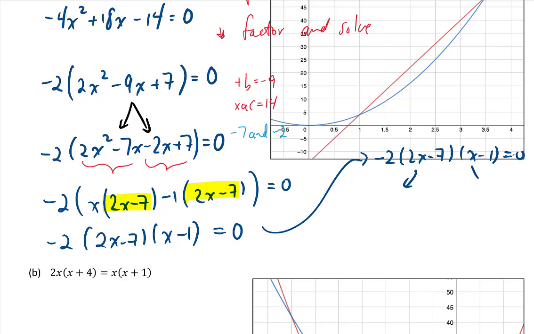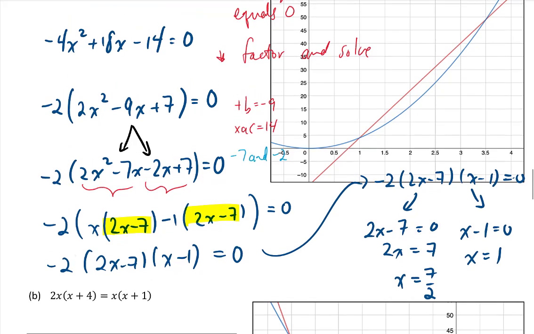We're going to solve for each bracket when it equals 0. So I get 2x minus 7 equals 0. Therefore 2x equals 7, and therefore x equals 7 over 2, or 3.5. And for the second bracket, I get x minus 1 equals 0. And therefore x equals 1.